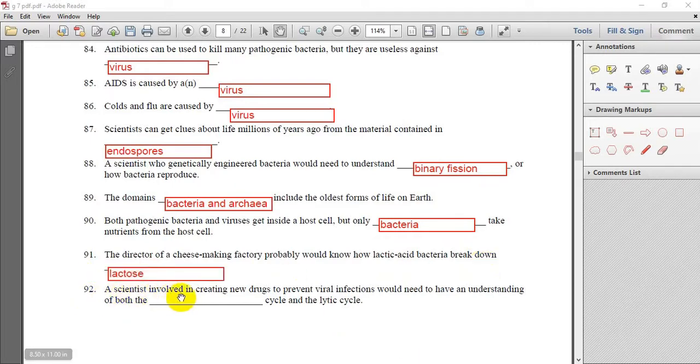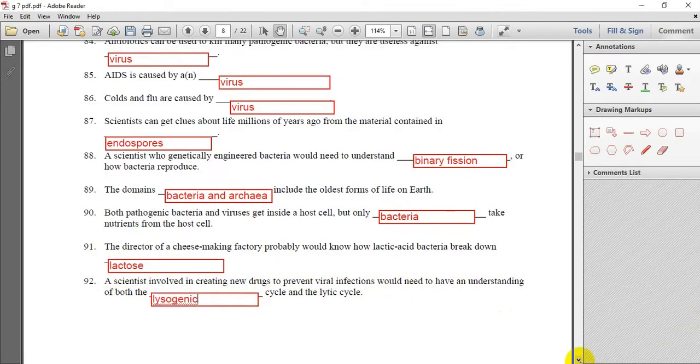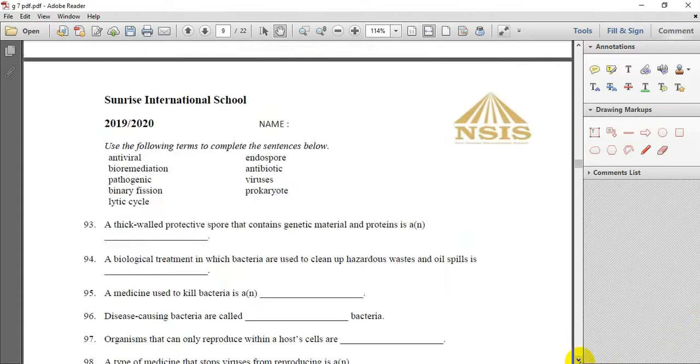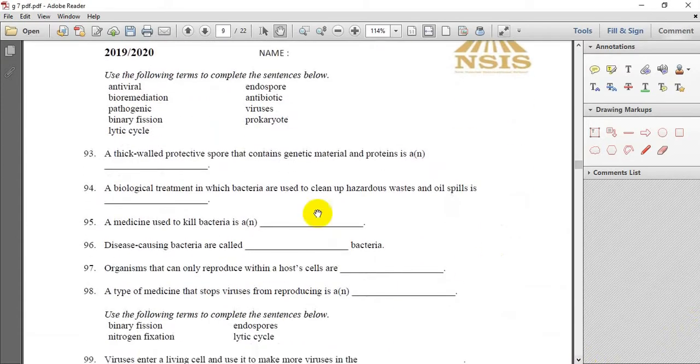92. A scientist involved in creating new drugs or new medicine to prevent viral infection would need to have an understanding of both what cycle and lytic cycle. If you remember, we said that viruses reproduce in two ways, the lysogenic cycle and the lytic cycle. Next question. Here we will use the words up here to complete and fill the gaps in each sentence.